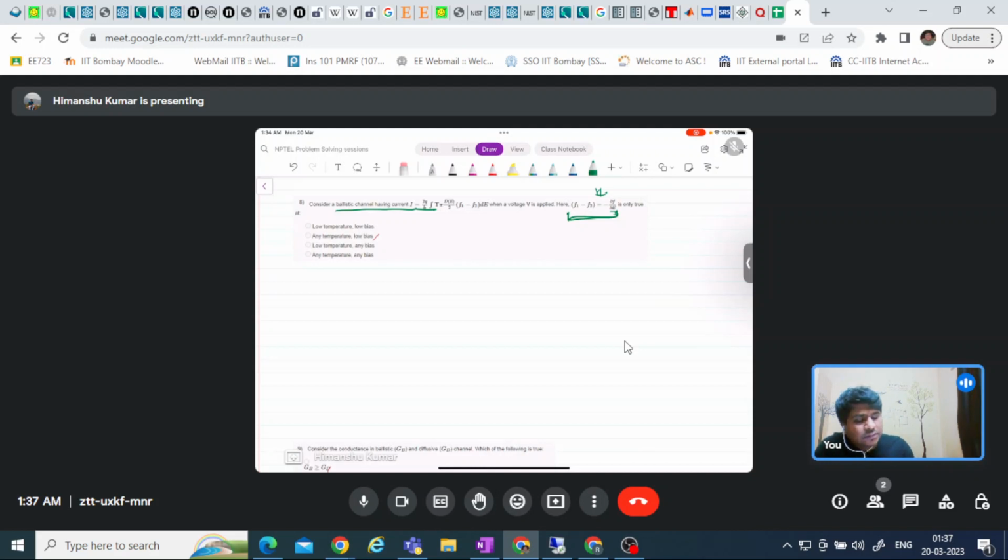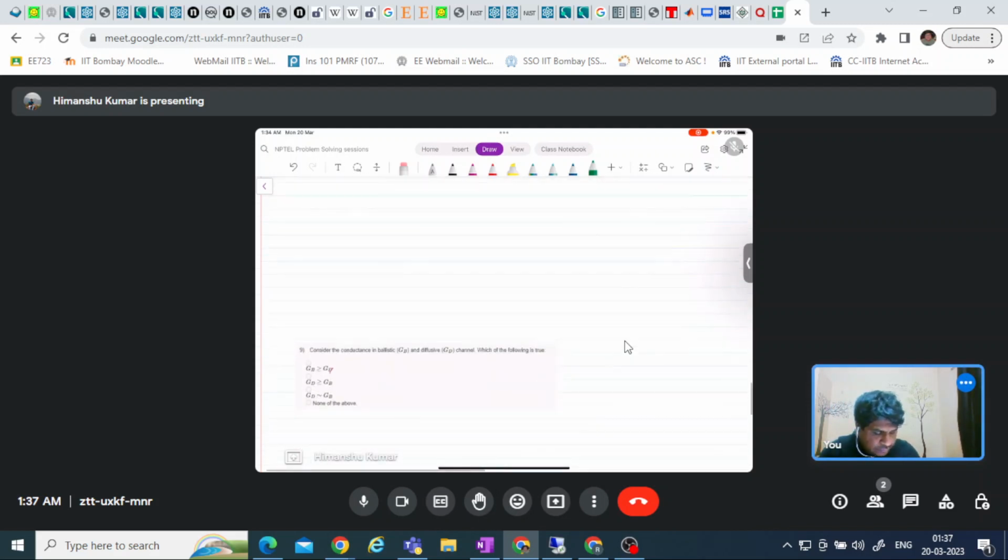So if EF1 minus EF2 equals Q times V, and that is very small compared to your EF1. But temperature is not a restriction, so at any temperature, at low bias, this condition is true.